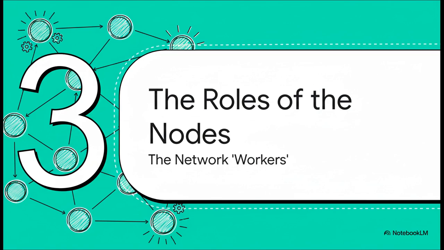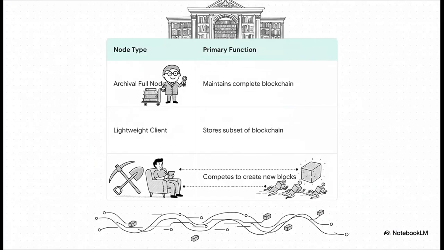So if all the nodes are peers, are they all doing the exact same thing? Well, not quite. Even in a flat network like this, different nodes can specialize. They can take on different jobs to keep everything running smoothly. Think of them as the workers of the network. To make sense of the main roles, let's picture the whole network as a giant public library. The archival full nodes, they're the librarians. They keep a full, perfect copy of every book, the entire blockchain.